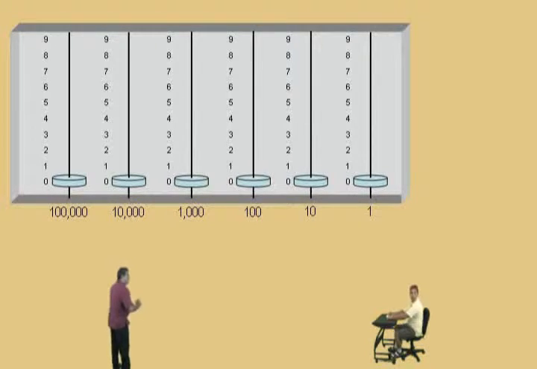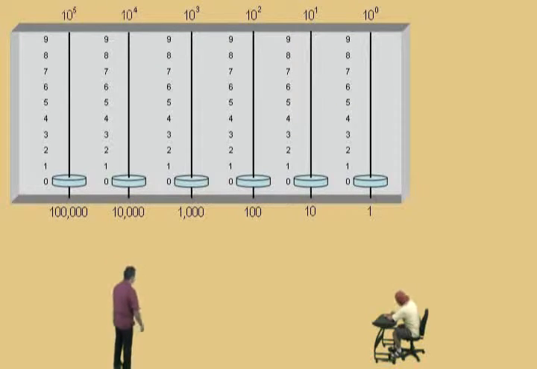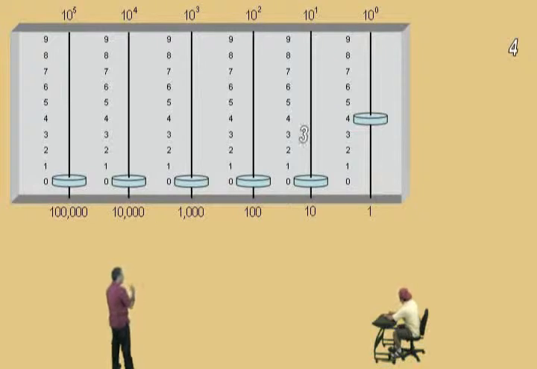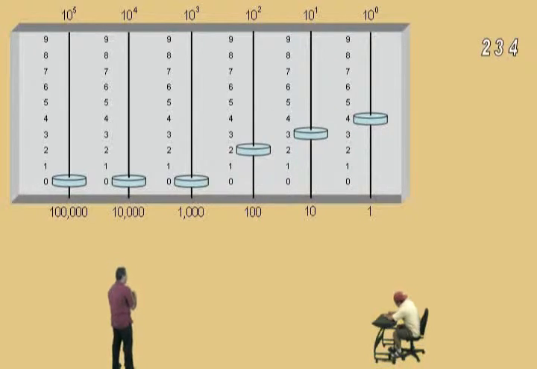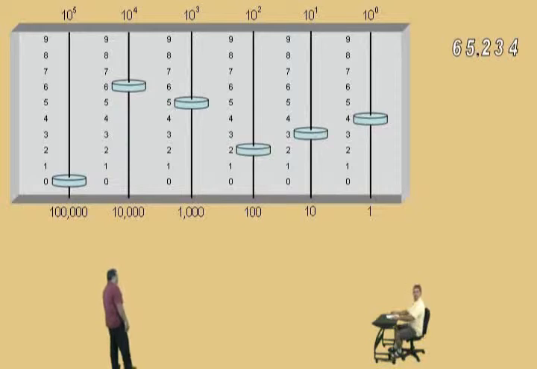Now, in terms of base 10, we can think of the ones as the 10 to the 0. And then our 10 to the first, our 10 squared, our 10 to the third, our 10 to the fourth, and our 10 to the fifth, right? And now let's enter our number in our abacus. Here we go. We'll put a 4 in our ones place, a 3 in our tens place, a 2 in our hundreds place, a 5 in our 1,000s place, a 6 in our 10,000s place.